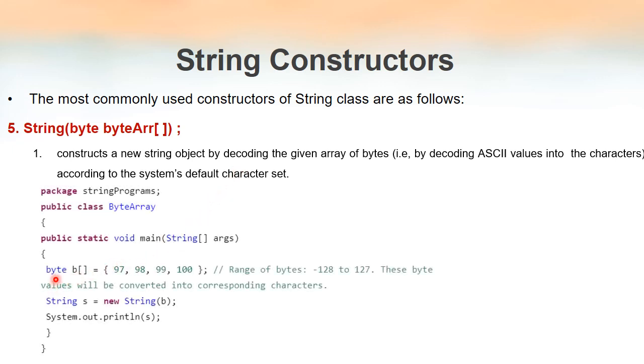In this example, we have created one byte array. The name of the array is b, and we have included the values 97, 98, 99, 100. We know that all these values are the ASCII values of some of the characters on the keyboard. Okay. So when we use this byte array as the input to the string constructor, you can see here string is equal to new String of b, where b is the byte array.